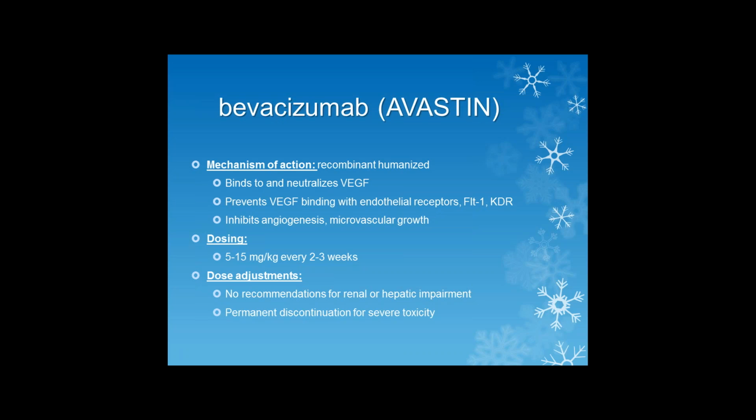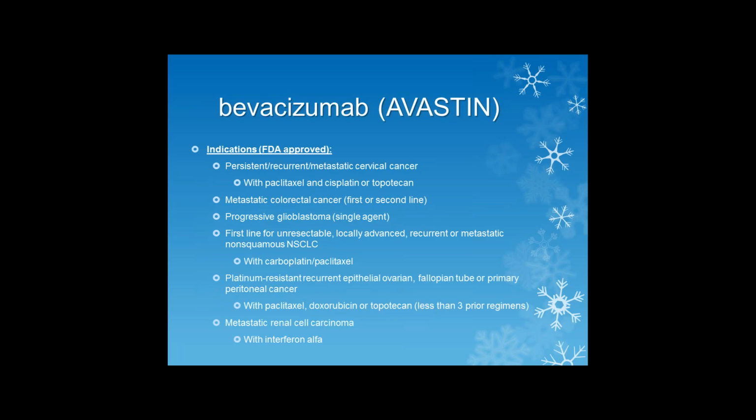Dosing is 5. There are a lot of different schedules and doses associated with bevacizumab, depending on the indication and what other drugs it's with, so I just made it really general here. So 5 to 15 every 2 to 3 weeks is a pretty common range. No dose adjustments for renal or hepatic impairment, and if they have any sort of severe toxicities, I recommend to stop the drug.